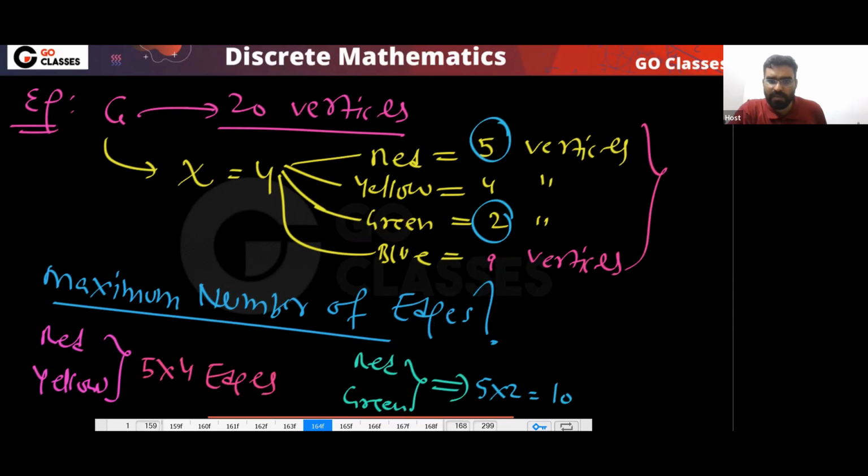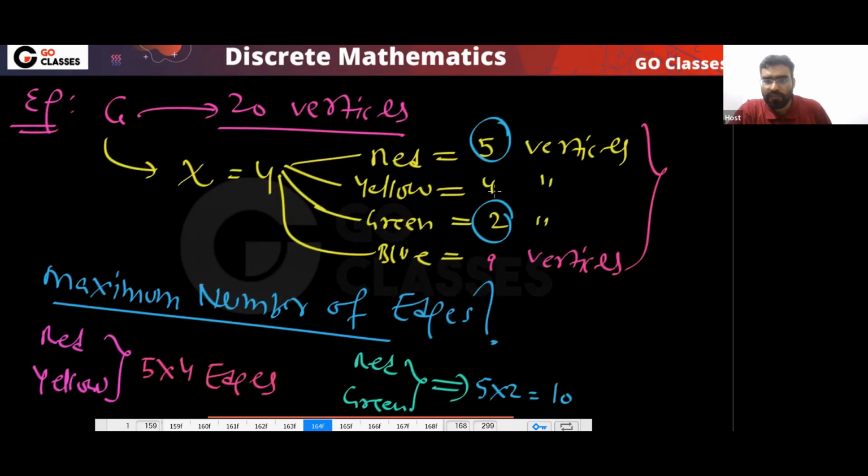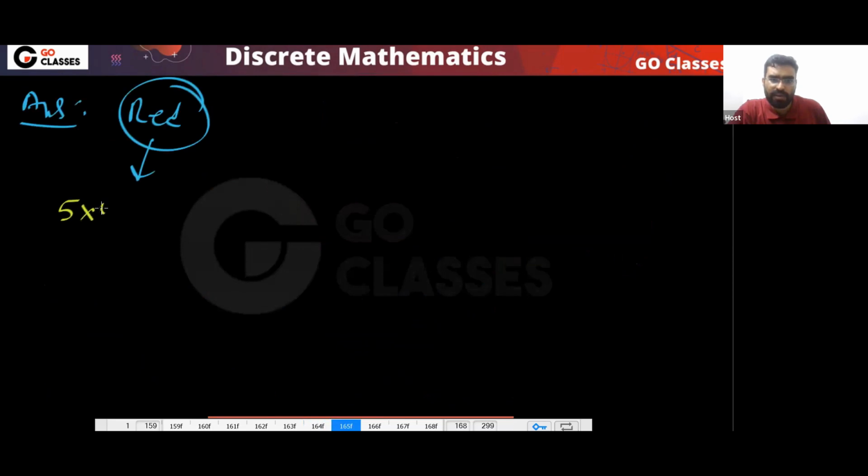So the final answer will be what? Let's see. Because of red, you are getting 5 into 4, 5 into 2, 5 into 9. So this is what you will get: 5 into 4 plus 5 into 2 plus 5 into 9. This you will get because of red ones.